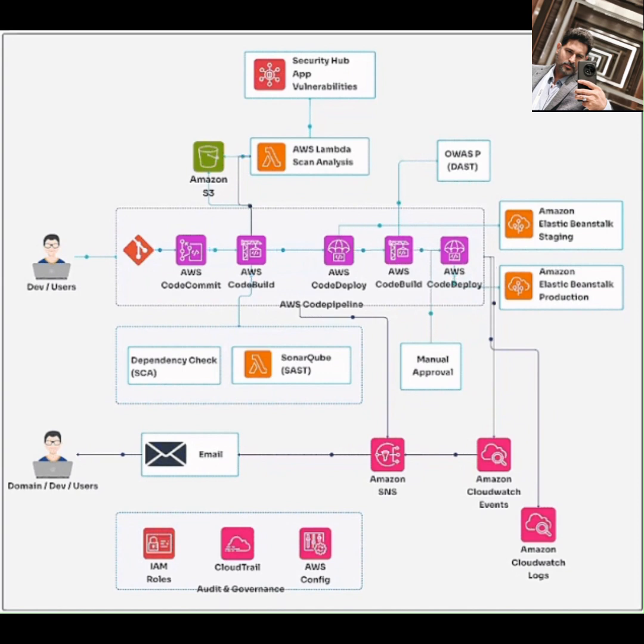So, this diagram provides a fantastic blueprint for a robust, automated, and serverless CI/CD pipeline on AWS, integrating source control, build, automated deployments to staging and production, essential security scanning, SCA, SAST, DAST, manual approval gates, and comprehensive monitoring and auditing. It's a really powerful way to accelerate your development cycle while maintaining quality and security.